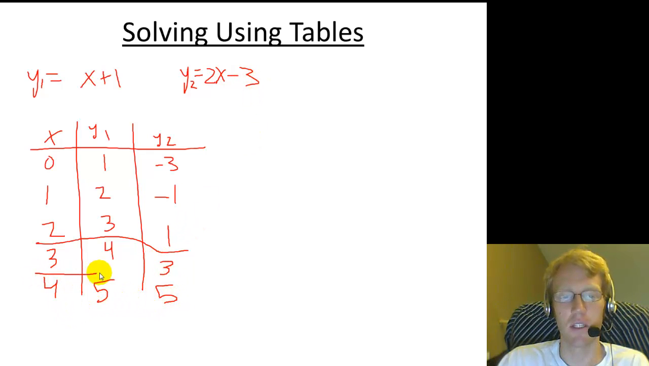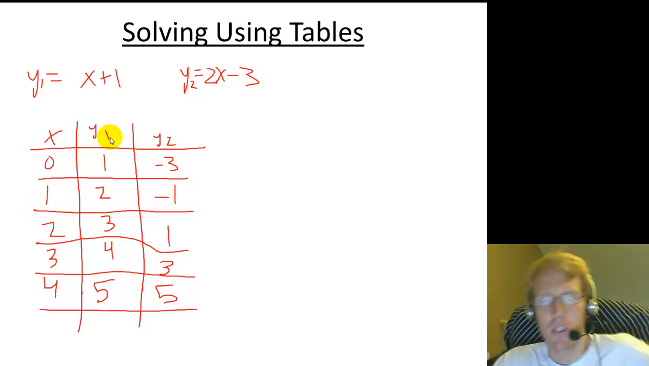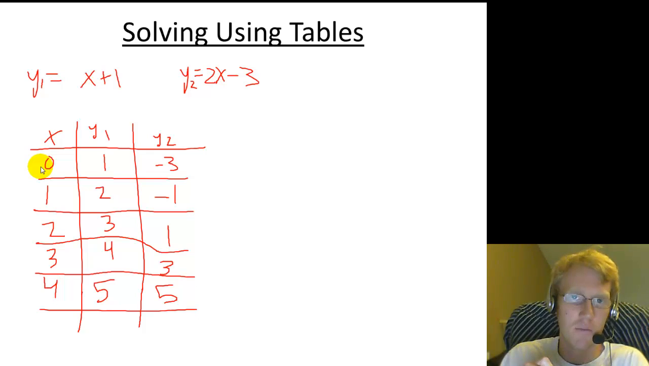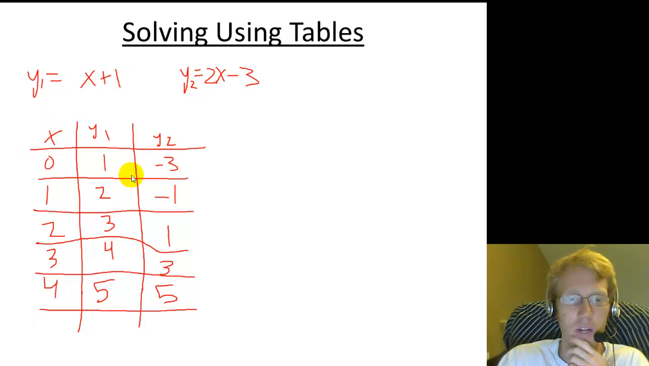And what you can see here is you can compare the output of the first one and the output of the second one. So if we were to take a look at the graph of these, when they both have the same input value, you're looking at the same vertical line. This one has an output of 1, this one has an output of -3, so they do not match up. They don't have the same output value. They're not the same point.